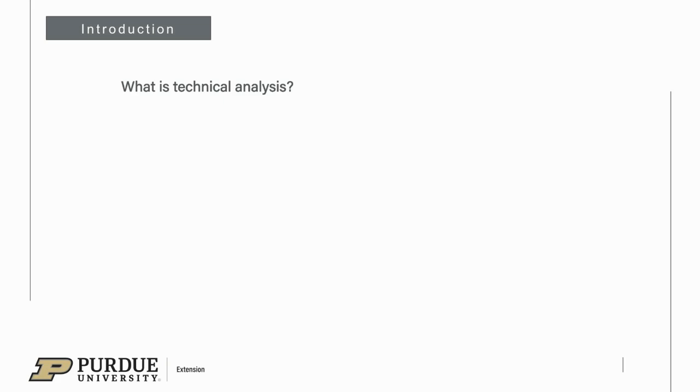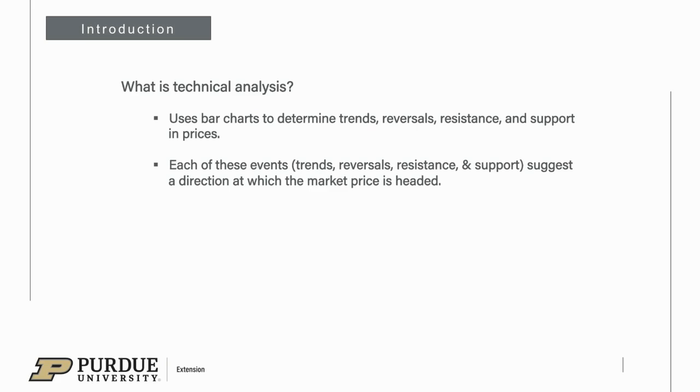At the lowest form, technical analysis is the use of historical price charts to predict short-term direction of prices within a commodity market. It is based around the theory that prices move in trends and that history repeats itself. During this video, we would like to introduce you to a few of the basic trends and patterns utilized when doing technical analysis. Now again, technical analysis uses bar charts to determine trends, reversals, resistance, and support in prices. Each of these events suggests the direction that the market is going to head in terms of the price.